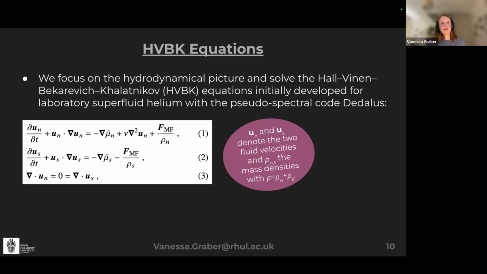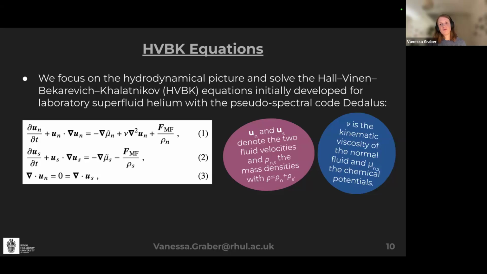Okay, so the equations that we actually solved, you will be familiar with. Those are the HVBK equations that were developed for superfluid helium. And you see here, we have an equation for the normal component denoted by N and the superfluid component denoted by S. And we use the pseudospectral solver Dedalus to essentially solve these systems of differential equations, which is very straightforward. So our u's are the fluid velocities and rho are the densities. And we have a kinematic viscosity for the normal fluid system and additional chemical potentials that essentially contain all the different gradient terms that we usually have in these equations.